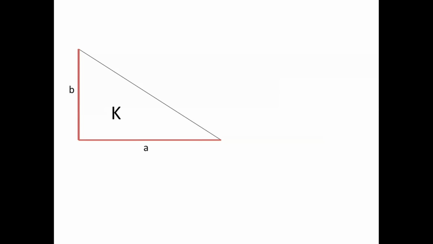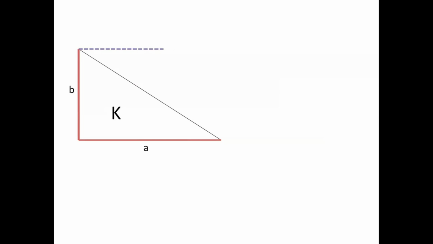So for today's lesson, we're going to prove that the area of a triangle is half times base times height. Let's first begin with our triangle, and we'll assume that the length of this side is A, and the length of this side is B. And we're going to assume the area of the triangle is K. We don't really know what the area of a triangle is, but we are aware of how to find the area of a rectangle.